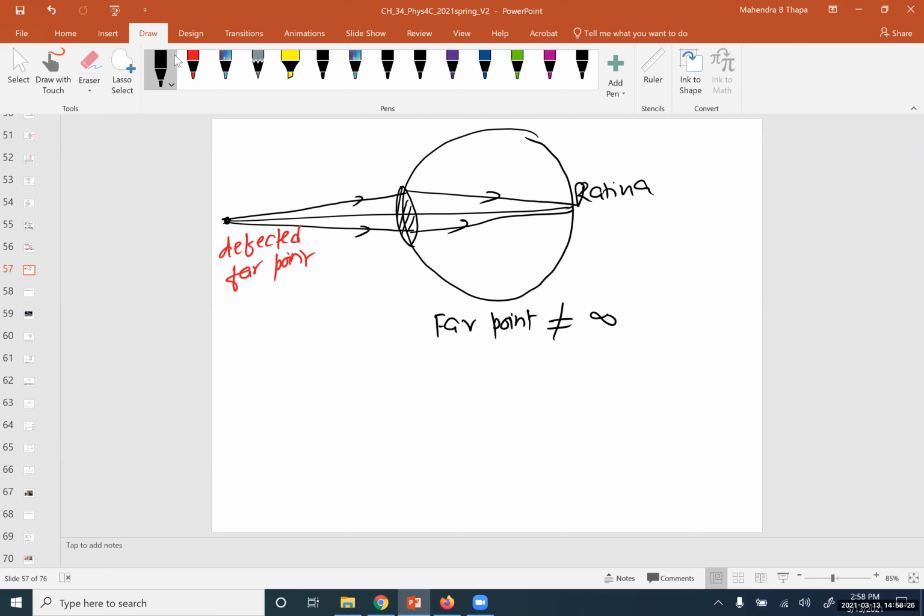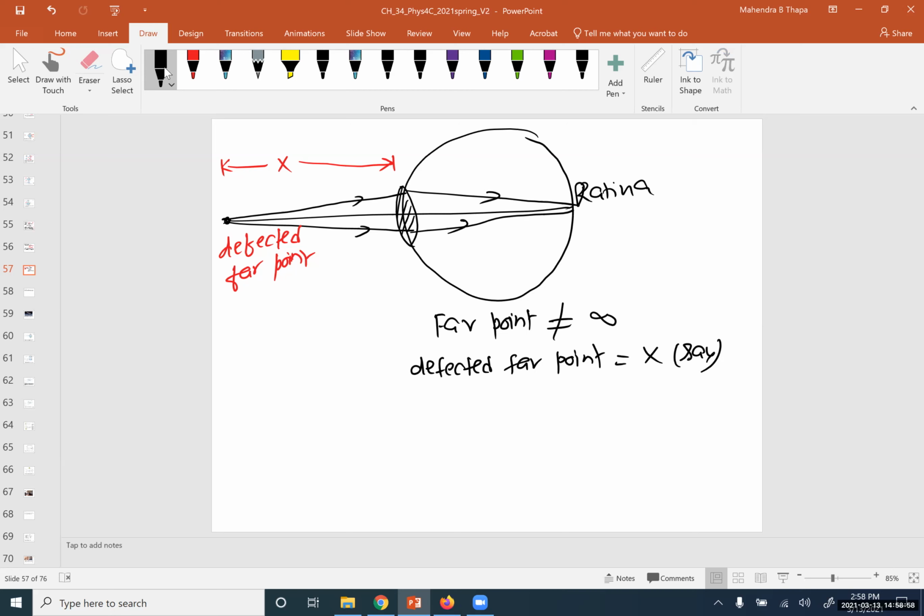Then we have to define the other point up to which he can see. So the defected far point, let's say this distance, I call it x. That's why the defected far point will be x instead of infinity.